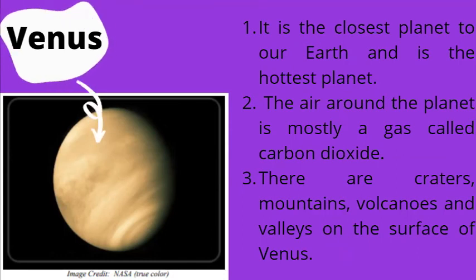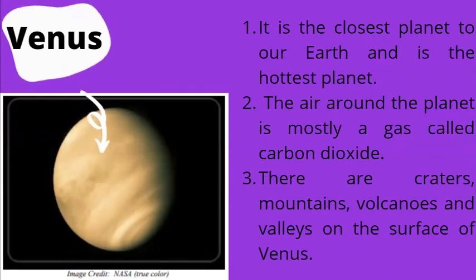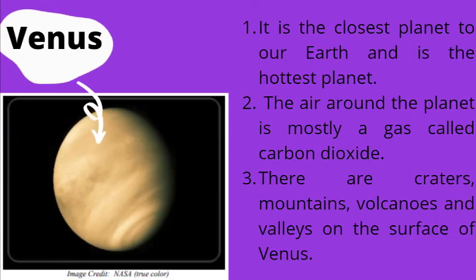It is because Venus has a thick atmosphere. The air around the planet is mostly a gas called carbon dioxide. The carbon dioxide traps the heat from the Sun on the planet's surface. This is called the greenhouse effect.